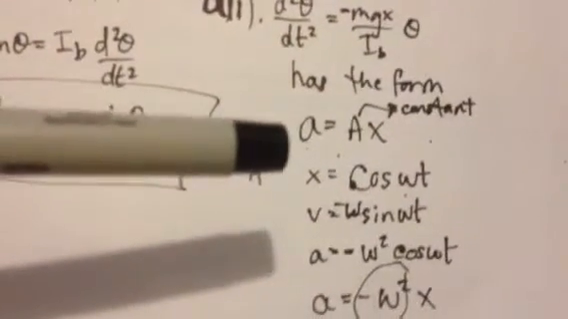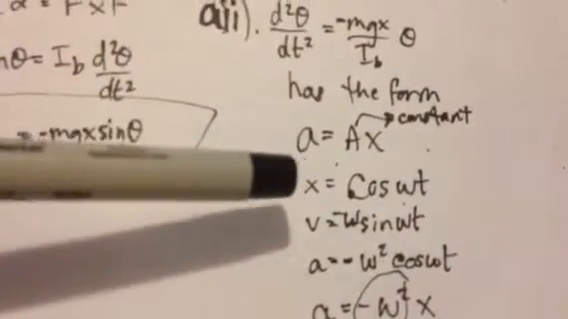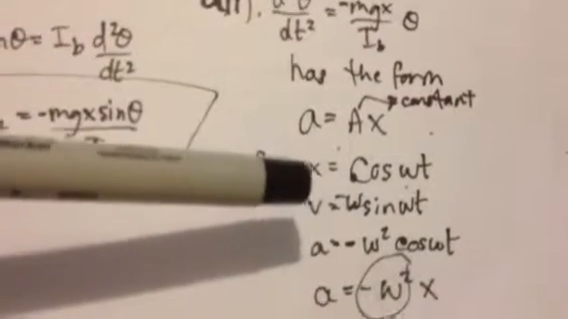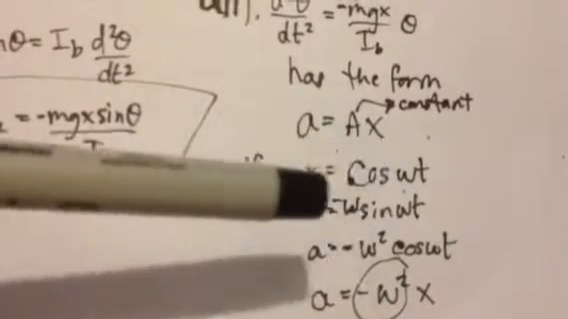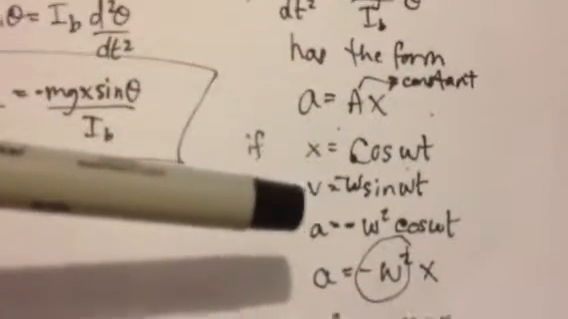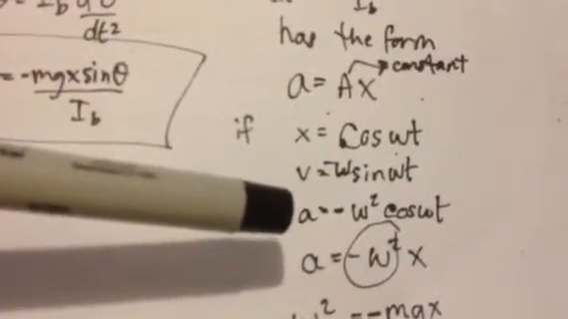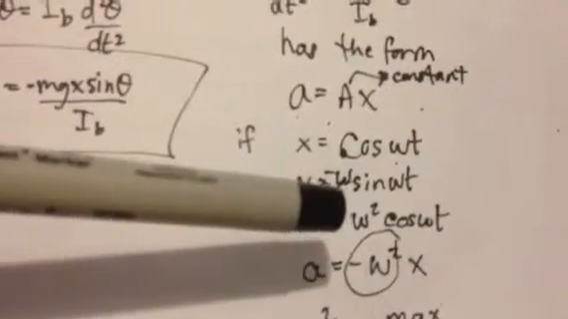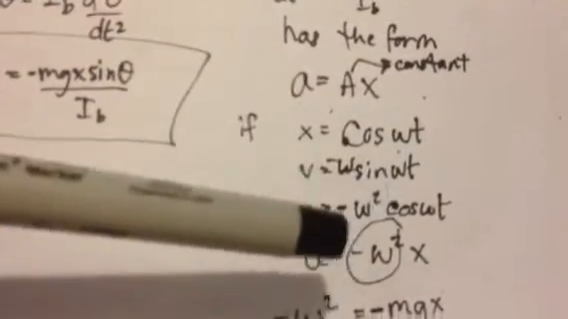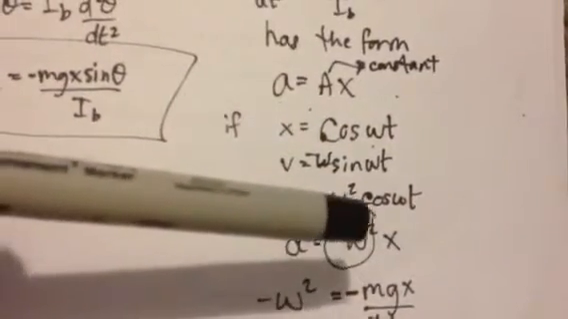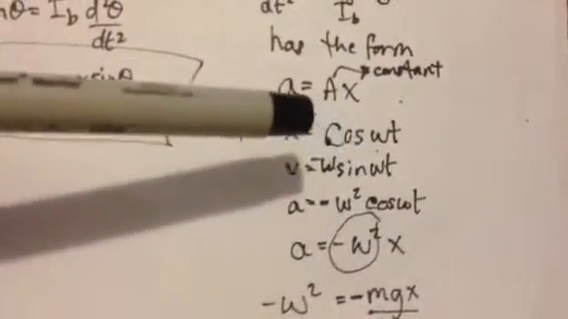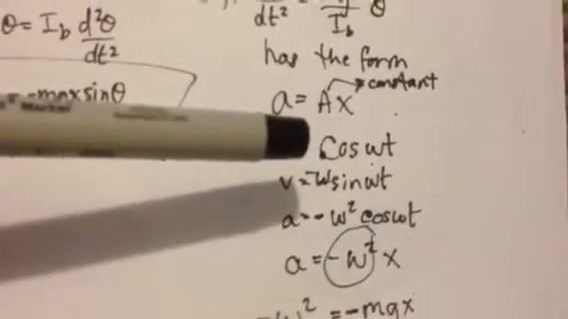But the way that this works, if you take the derivative of position, you get velocity. And because of the chain rule, you get that negative omega from inside the cosine function pulled out. If you take the second derivative, you get the acceleration. So you get a negative omega squared times cosine omega t. Well, that is the same thing as a equals negative omega squared times x again, because x, the original function, was just cosine of omega t.